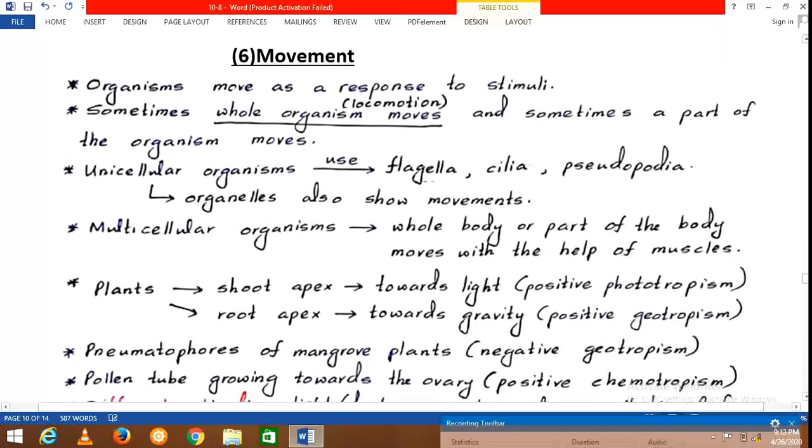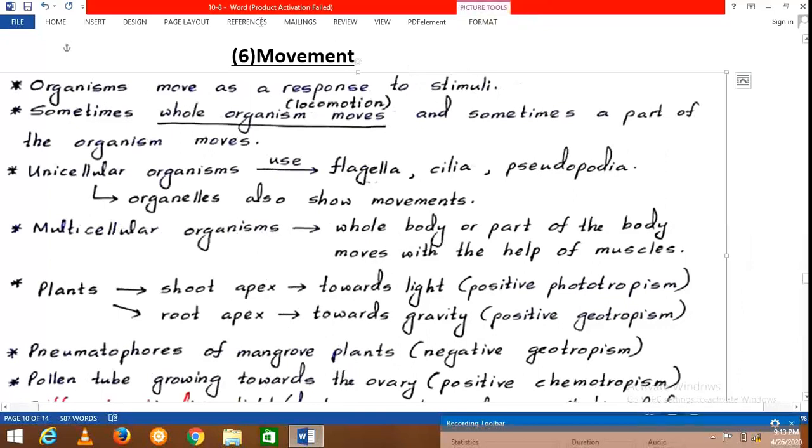Then we'll move on to the next living characteristic, that is movement. So both plants and animals move. Why do they move? They move as a response to stimuli. Now you know the meaning of the term stimuli: the changes in the environment.